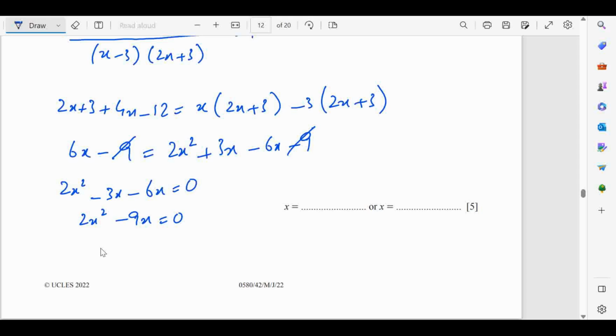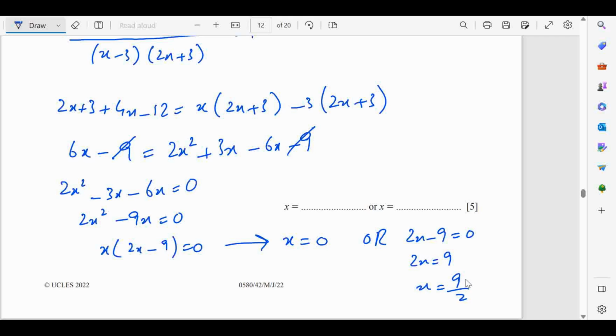And then we can take x as common. So 2x minus 9 is equals to 0. So we will have two values for x. So x will be 0, or 2x minus 9 is equals to 0. So 2x is equals to 9. So x will be equals to 9 by 2. So 0 and 9 by 2 will be the final answer.